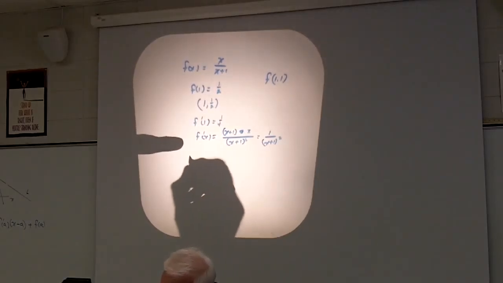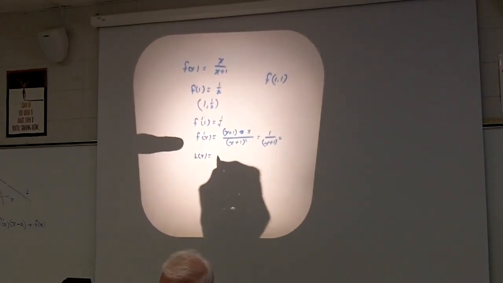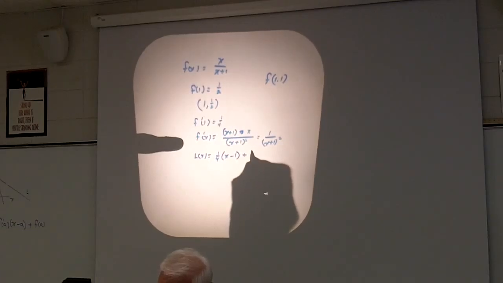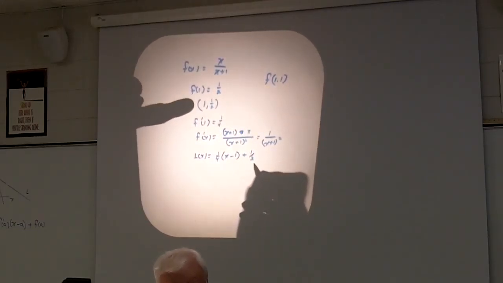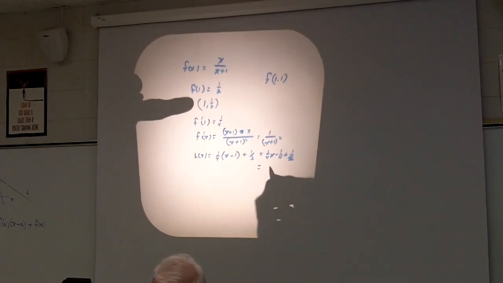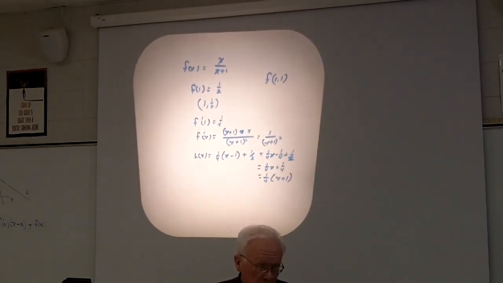So my equation of the line is going to be L sub x equals 1/4 times x minus 1 plus a half. This is the point. And so this turns into 1/4 x minus 1/4 plus 1/2. I was thinking ahead. So 1/4 x plus 1/4 equals 1/4 times x plus 1. That's my line.